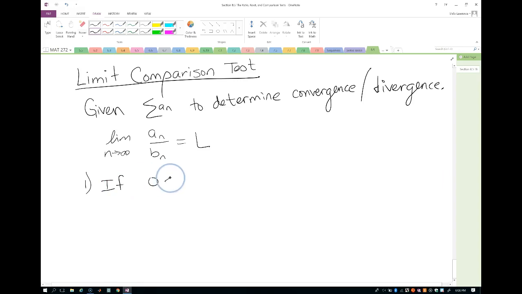So there are several possible outcomes here, depending on the value of L. If L comes out to be something between 0 and infinity, exclusive, it can't actually equal 0 or go off to infinity, then the a sub n series and the b sub n series either converge or diverge together. That means if we know what b sub n is doing, we're guaranteed that a sub n is going to do the same thing.